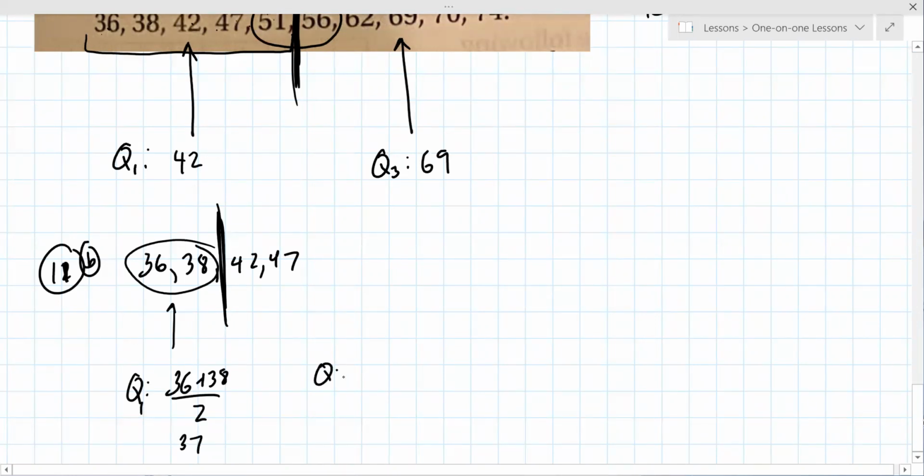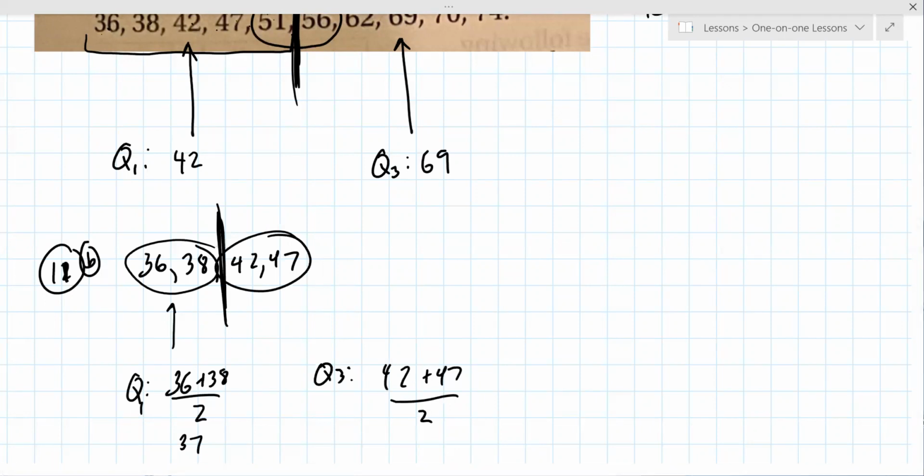And then Q3, because there's an even number of numbers, is an average of this here. Is this clear? If there were more numbers on the outside of these, you would still just go to the middle 2 numbers and find the average. Yeah, okay, that makes sense.